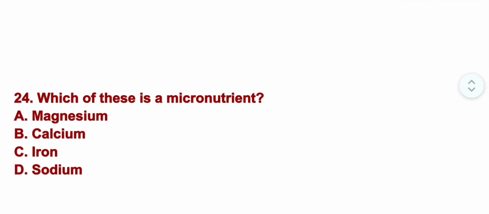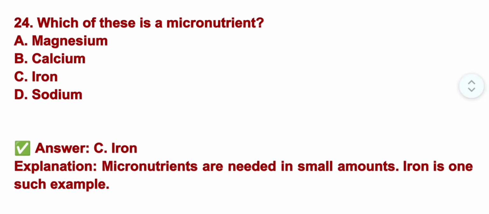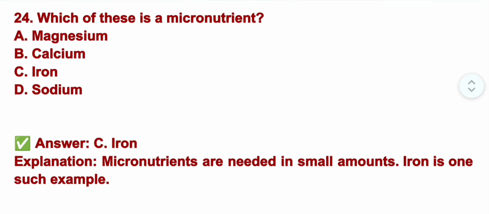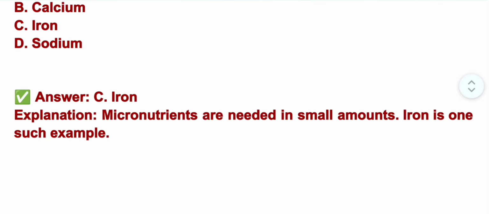Question number 24. Which of these is a micronutrient? The correct option is option C. Iron. Micronutrients are needed in small amounts. Iron is one such example.